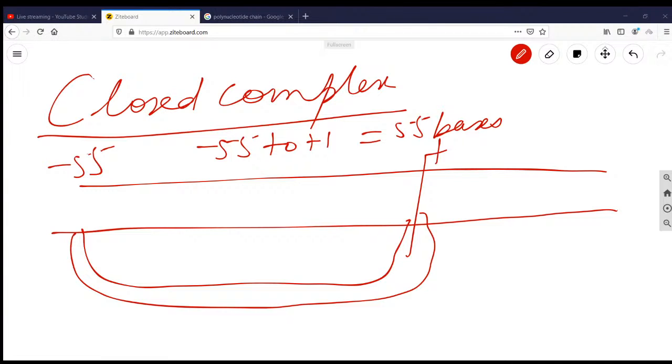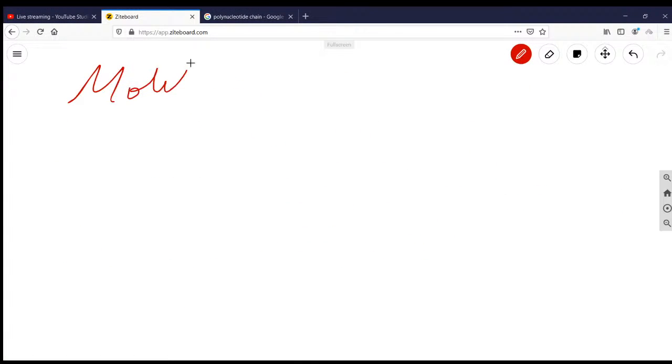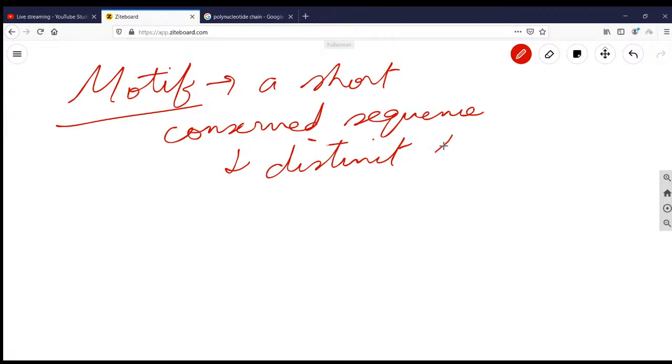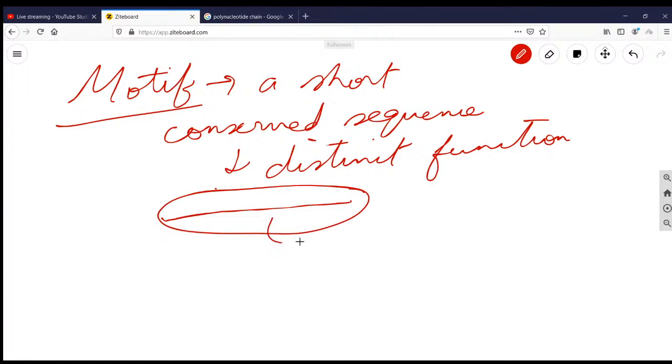So a motif is what? A motif and domain both are parts of the enzymes or proteins. A motif is a short conserved sequence associated with distinct functions. But if you isolate this specific region, suppose from here to here you have a motif, if you isolate this from the protein, it won't be able to function independently.